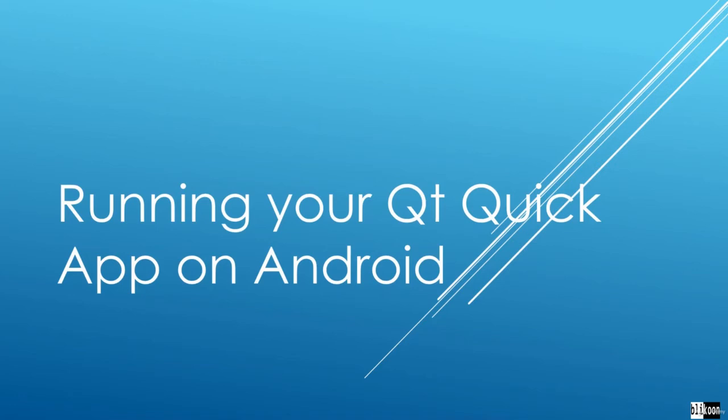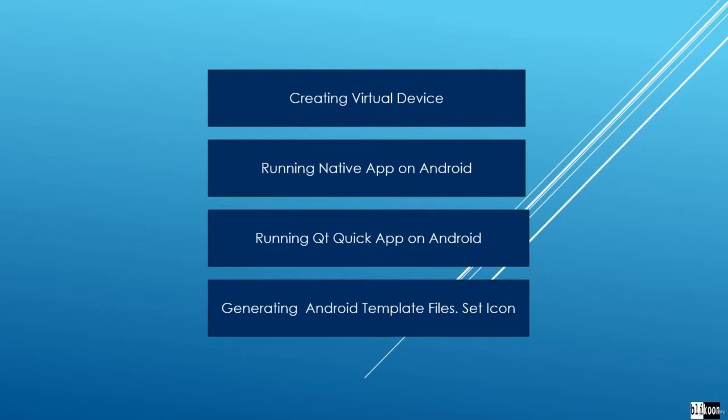In this lecture, we're going to run our first Qt Quick application on Android. This is the flow I recommend for setting up an environment until you run your Qt Quick application on Android. We have done these two steps here, creating the virtual device and running a native app on Android, in the last lecture.